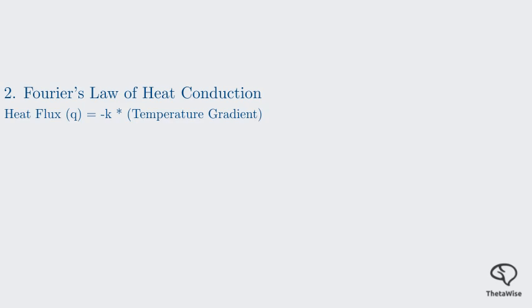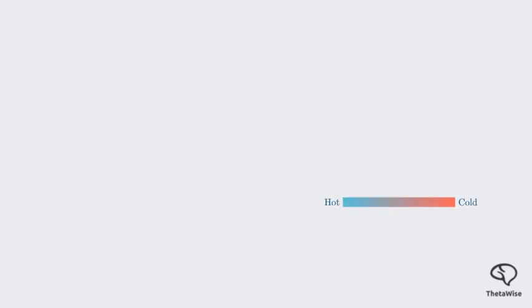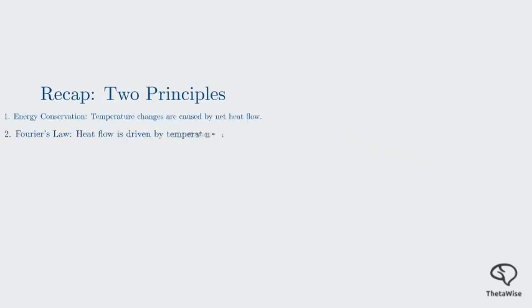Let's break that down. The temperature gradient is just the rate at which temperature changes with distance. The negative sign is crucial. It means heat flows in the direction of decreasing temperature. In other words, heat flows downhill on the temperature landscape. So if the temperature is increasing as you move to the right, the gradient is positive, and the heat flux is negative, meaning heat flows to the left. This is exactly what we expect. Heat flows from hot to cold. So to recap, we have two principles. Energy conservation tells us that temperature changes are caused by net heat flow, and Fourier's law tells us how that heat flow is driven by temperature differences.